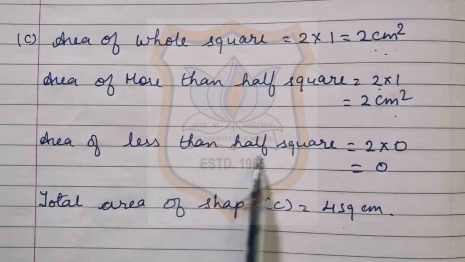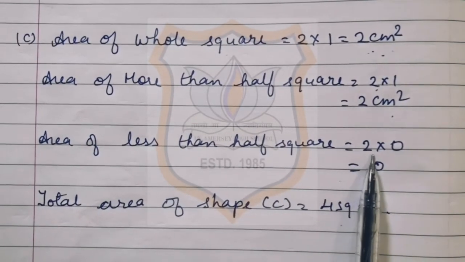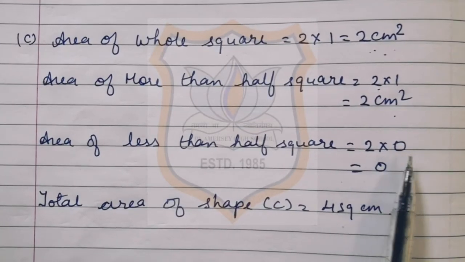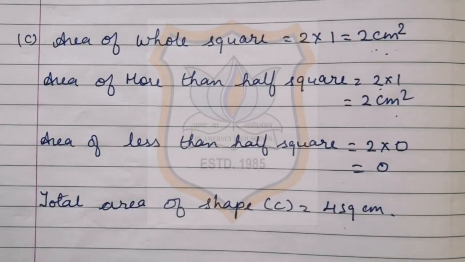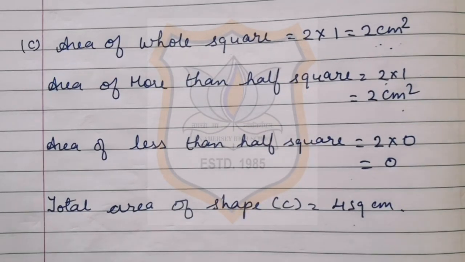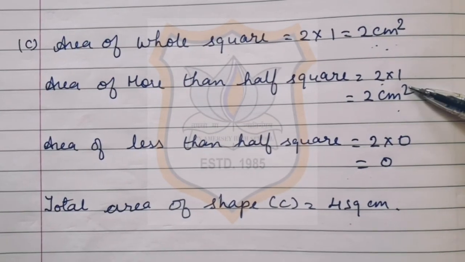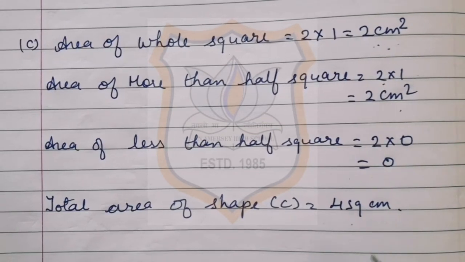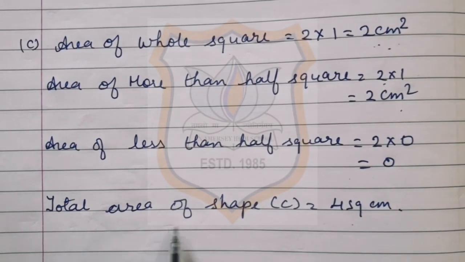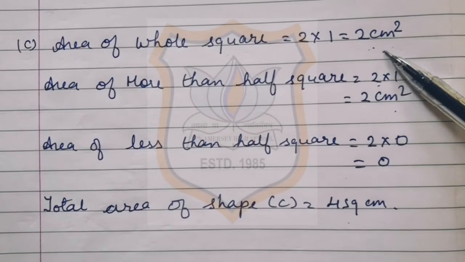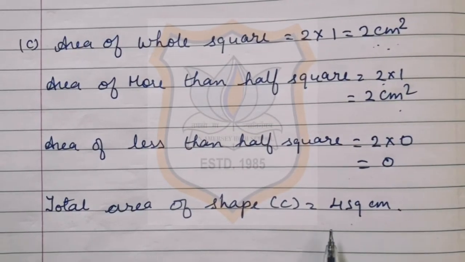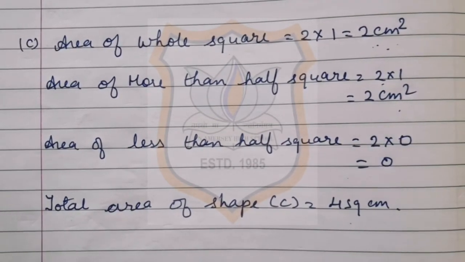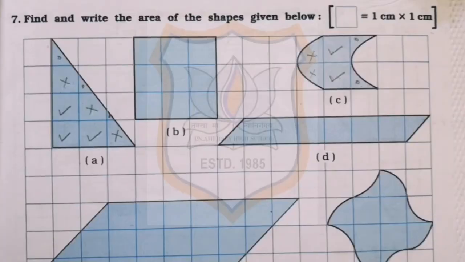Area of less than half square. There were 2 less than half squares. We have to multiply it by 0 as we have to ignore less than half squares. So now by adding area of whole squares and area of more than half square, we get total area of shape C, that is by adding 2 centimeter square and 2 centimeter square, we get 4 square centimeter. Area of shape C is 4 square centimeter.